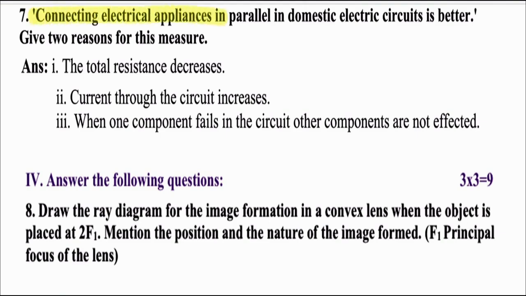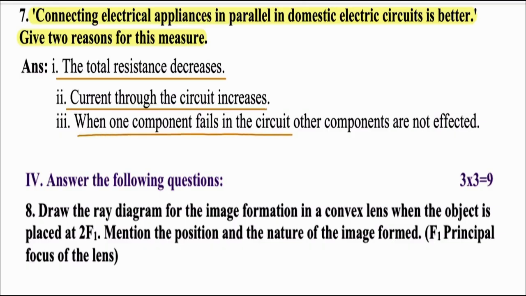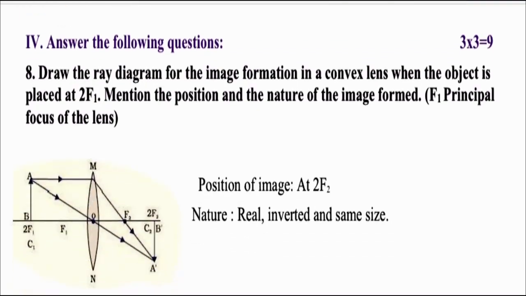Connecting electrical appliances in parallel in domestic electric circuits is better. Give two reasons for this measure. Answer. The total resistance decreases. Current through the circuit increases. When one component fails in the circuit, other components are not affected. These are the reasons for this measure. Let's go to 4th main. Answer the following questions.